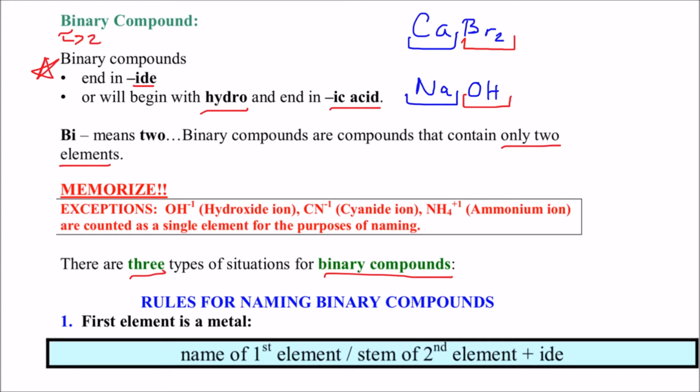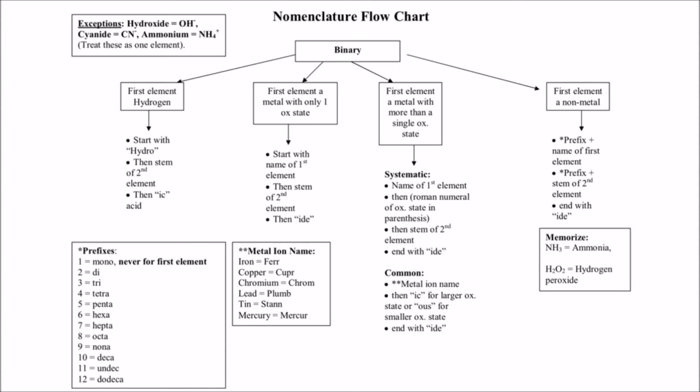So let's look at the first rule for naming binary compounds. If the first element is a metal, here's the rule. You're going to say the name of the first element, then you're going to say the stem of the second element, and then you're going to finish it off with IDE. Now you were given a nomenclature flowchart. You can either use the flowchart or you can use your notes during this nomenclature section to help you name things until you've got everything memorized. They both have all of the information that you're going to need.